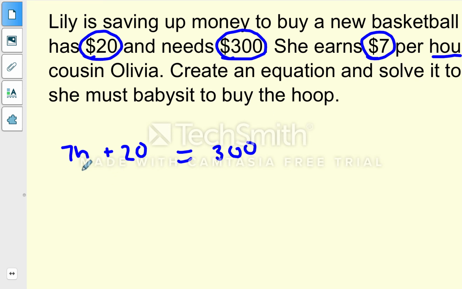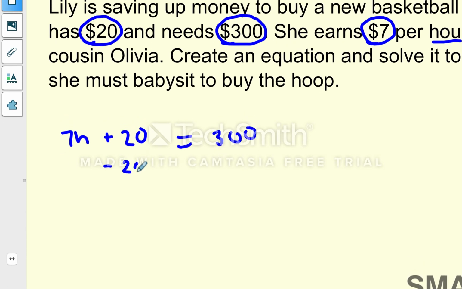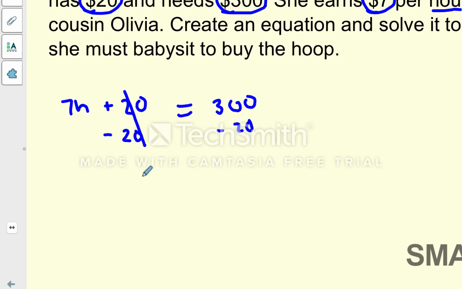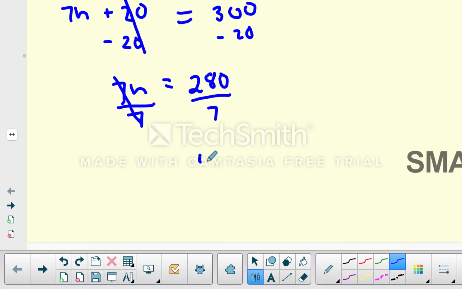What I want to do is isolate H right here. So there's a plus 20. I'm going to take away that $20, and as long as I take it from the other side too, it just leaves me with the hours that she has to babysit and the $7 that she's making. So now this is multiplication, I've got to divide this by 7 to undo the multiplication. And I divide the other side by 7. So 28 divided by 7 is 4.